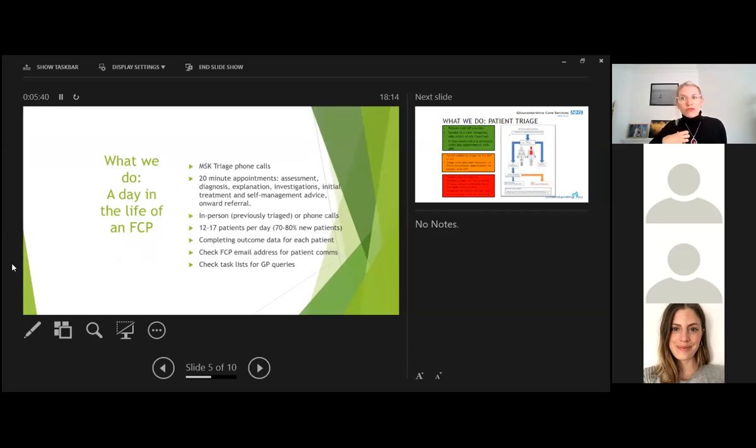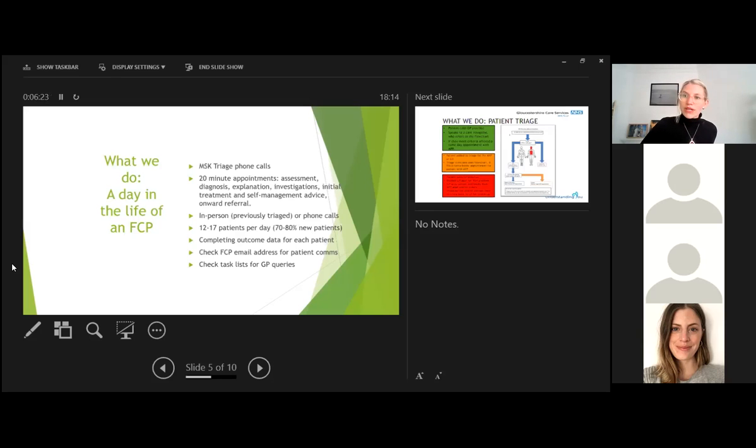So the decisions are slightly different now that we're in the pandemic, and things are changing constantly. But a typical day would have been MSK triage phone calls to start with, to decide what to do with those patients. And within a 20-minute appointment, whether that is face-to-face, in person, or virtual, remote, you're doing an assessment, you're giving a diagnosis, you're explaining your diagnosis or your opinion, you're offering any investigations that may be required, and also offering initial treatment options, and certainly offering self-management advice at every opportunity, onward referral if needed.